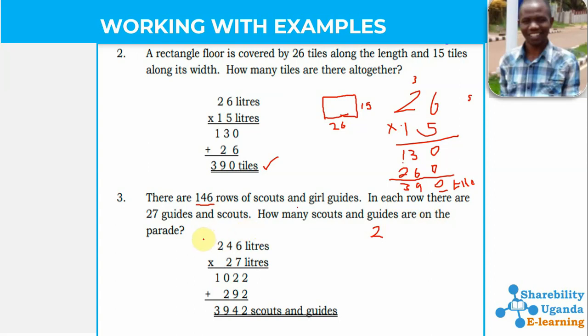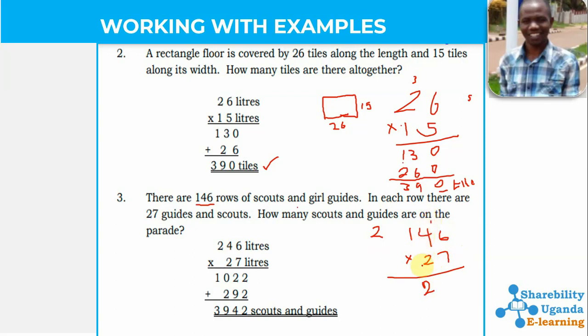Okay, our answer could be we have to multiply our 146 times our 27. Okay, so let's multiply this and we see the answer that we are going to get. We are going to start from the 2 here. This is 2 times 6, we get 12. Then we write 2 carry 1.